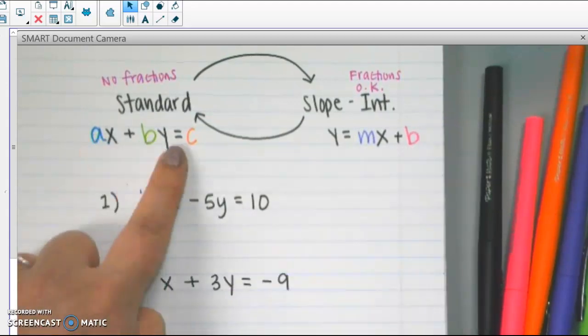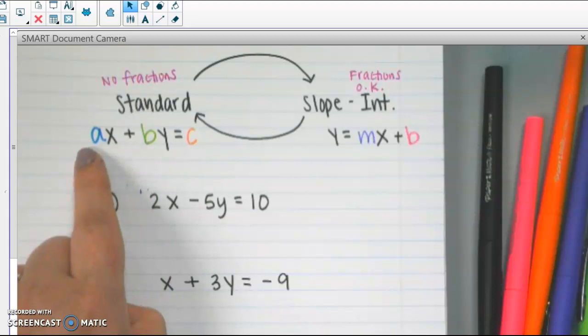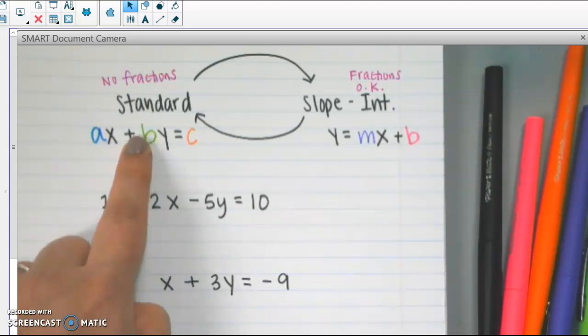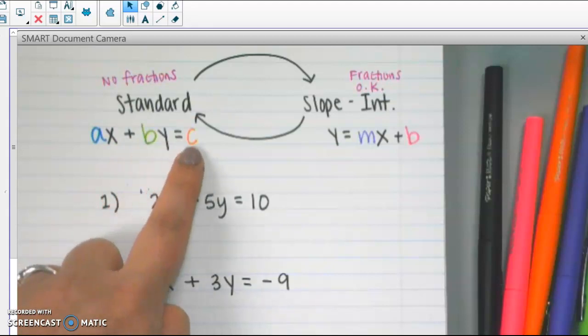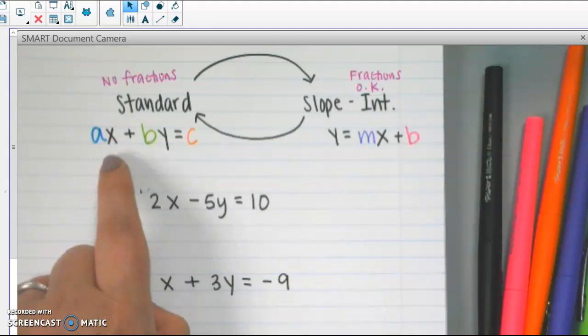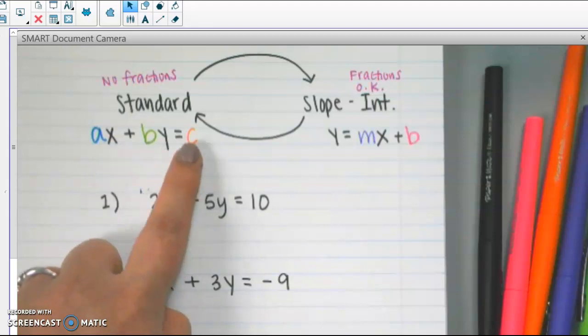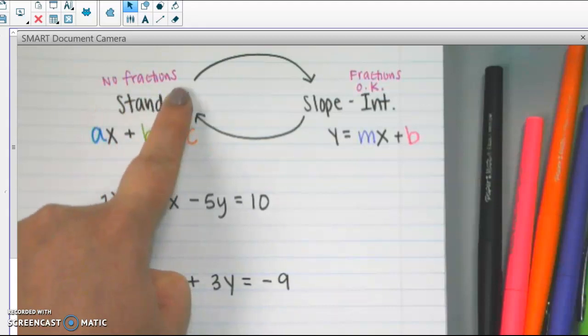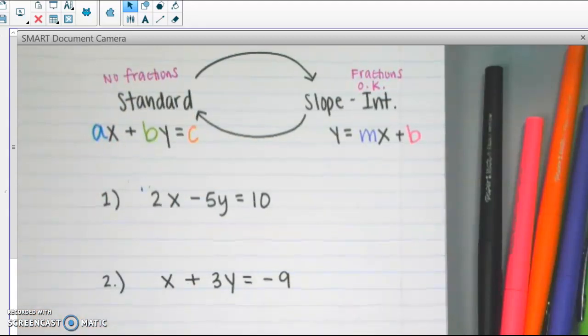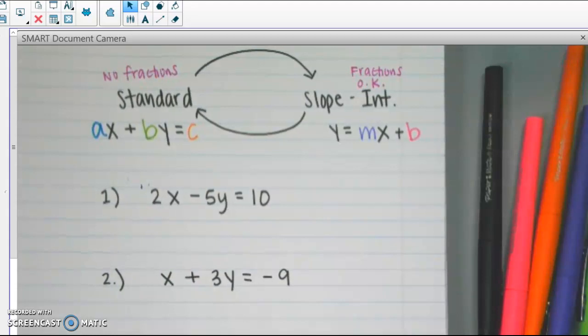So in standard form, you have a number usually in front of x plus, and it could be minus, but we usually just use plus when we're writing a formula for the first time. So plus a number in front of y, and then equals c. So A, B, and C are going to get replaced by numbers. And what's different about standard form is we're not allowed to leave any fractions. We're going to have to get rid of any fractions that we have. All right, and so basically we're just going to try to get good at going back and forth between the two versions.